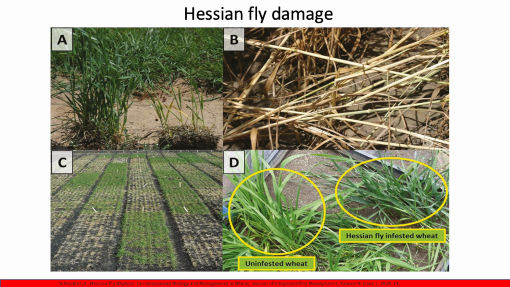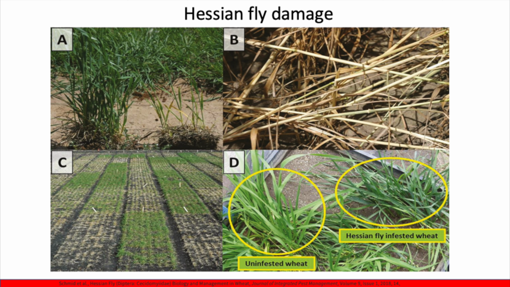The Hessian fly can cause severe damage to its susceptible cultivars. Its infestation can be identified from a few symptoms shown in the figure. In panel A, we can see stunted symptom of Hessian fly infested plants on the right in comparison to the height of the uninfested plant on the left. The infested plants are prone to lodging as seen in panel B.